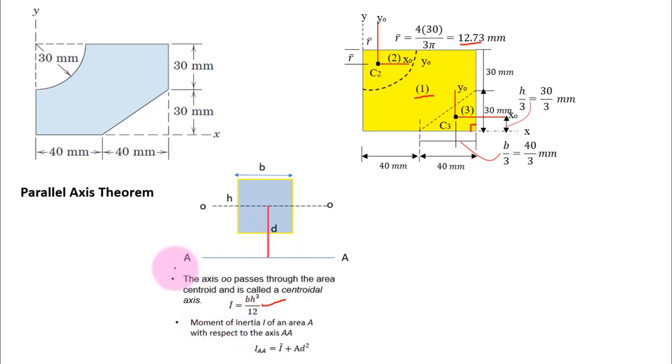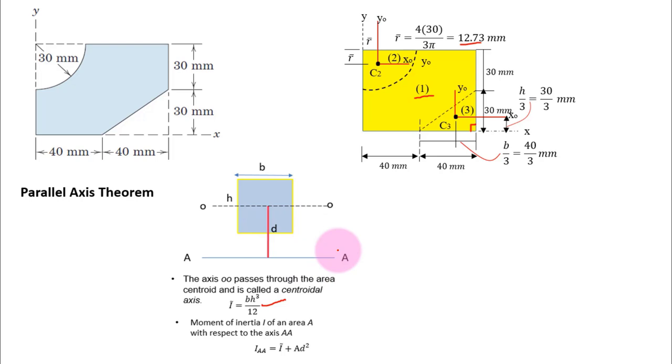Moment of inertia about A-A equals the moment of inertia about the centroidal axis of this shape plus its area times the distance between the line A-A and O-O.